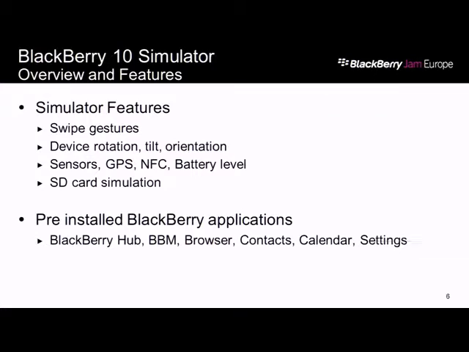And so today, just as on the SDKs for the Dev Alpha units, pre-installed applications include BlackBerry Hub, BlackBerry Messenger, the browser, contacts, calendar, and settings. On the newest 10.1 beta simulator for the Dev Alpha C or the Q10 device, all that's true except BlackBerry Hub. That'll be coming in a future update.